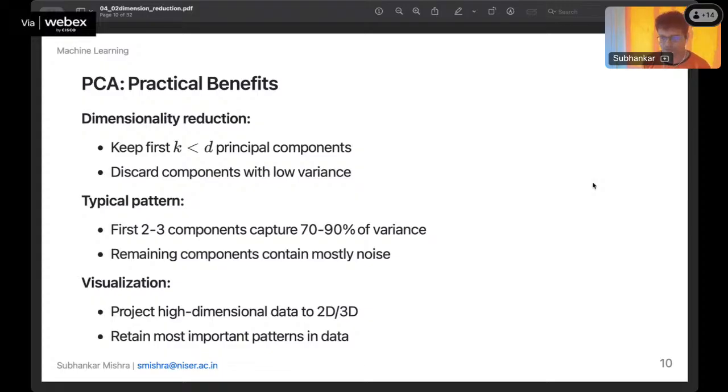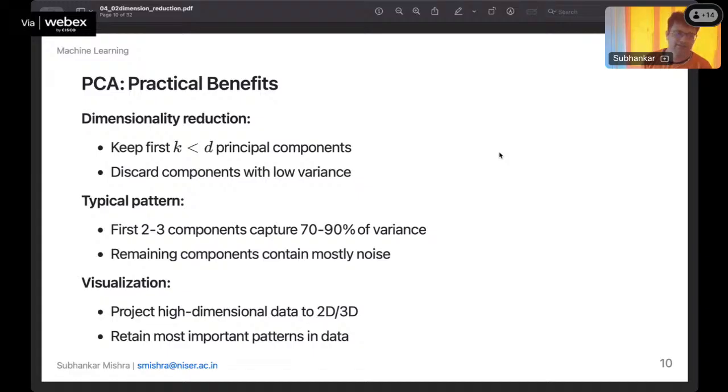Typically the first 2 or 3 components capture most of the variance, 70 to 90% of the variance. The remaining components contain mostly noise. This is a typical pattern, and need not be the same in your data, so you have to be a little bit more careful in that sense.